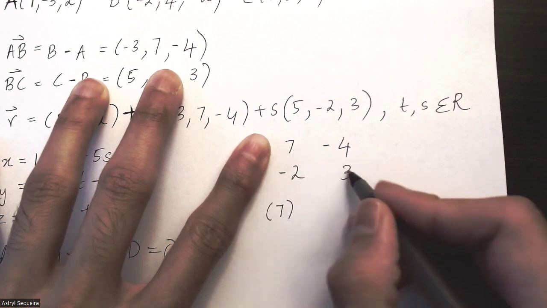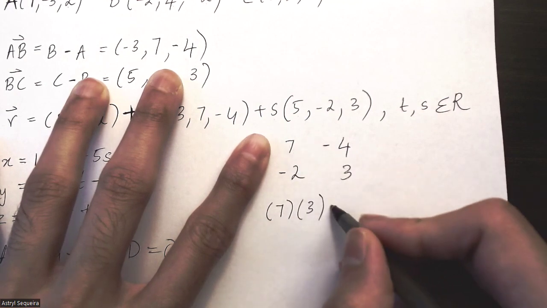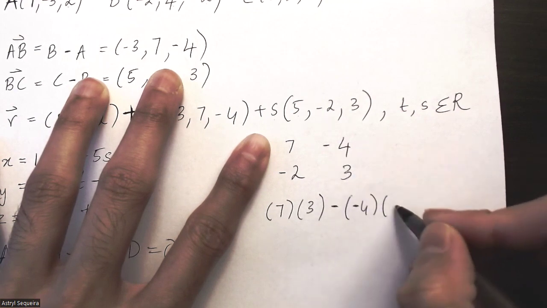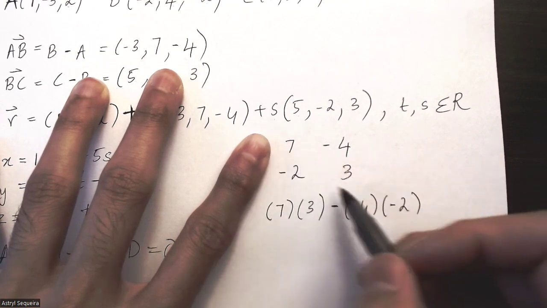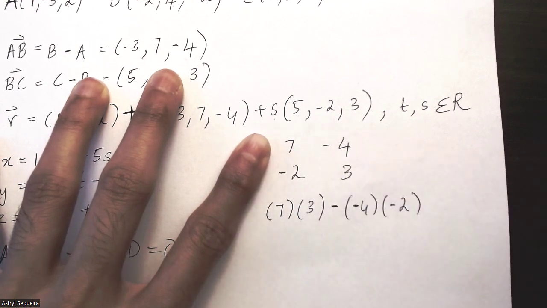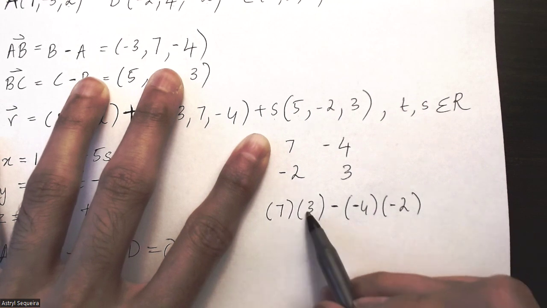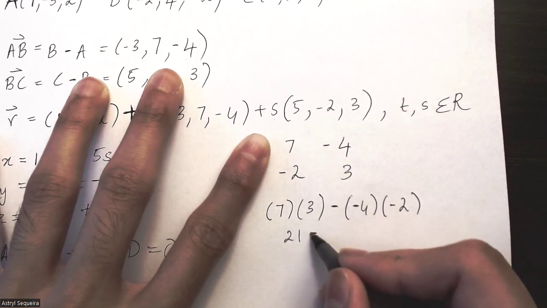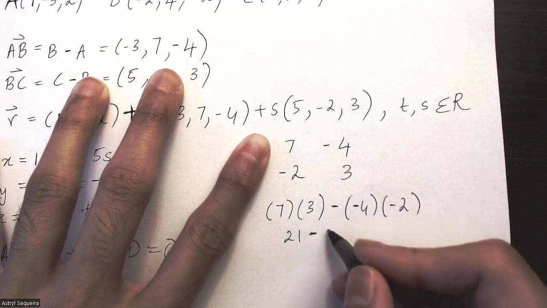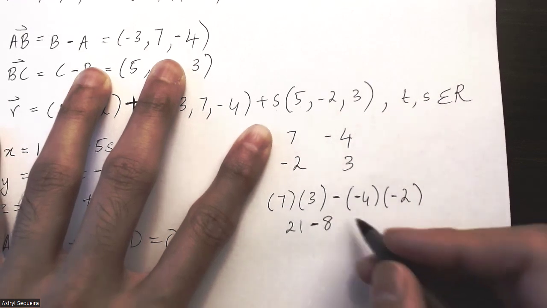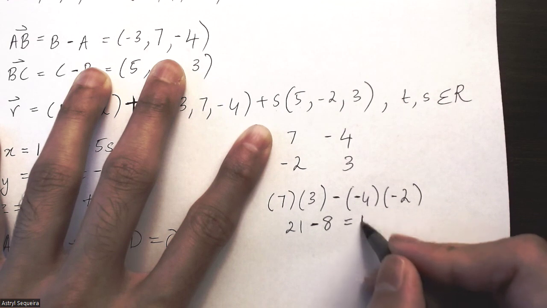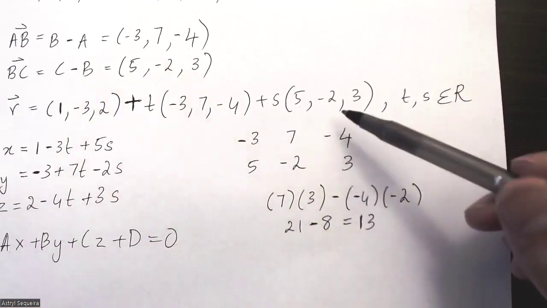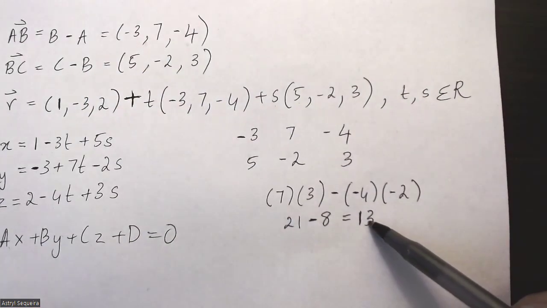So I have 7 times 3 minus -4 times -2. I just subtracted the cross multiplication of these two over here. 7 times 3 is 21 minus -4 times -2 is +8. And that is just 13. So the x component of the cross multiplication of these two vectors is 13.